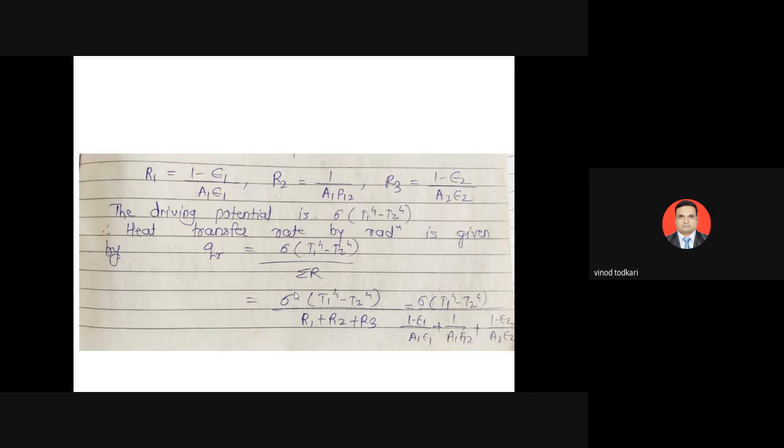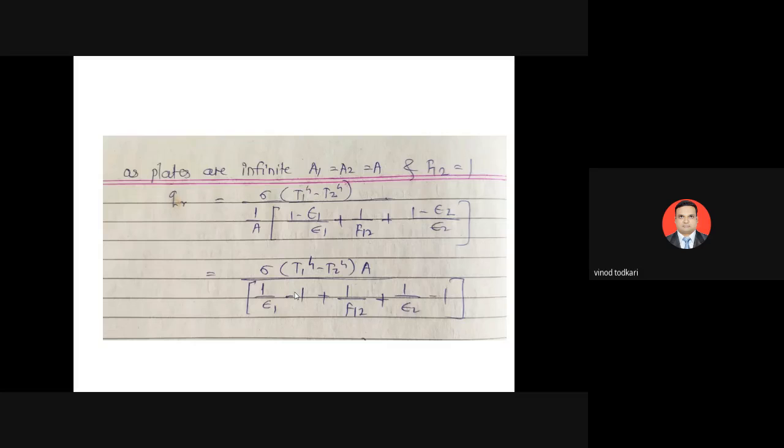Now, if you substitute this in this equation, you will get QR upon A is equal to sigma into bracket T1 raised to 4 minus T2 raised to 4 divided by, what will be there in the denominator? 1 upon epsilon 1 plus 1 upon epsilon 2 minus 1. So you will get this. Final step, QR upon A is equal to sigma into bracket T1 raised to 4 minus T2 raised to 4 divided by 1 upon epsilon 1 plus 1 upon epsilon 2 minus 1. Either you will have a numerical on this case, heat transfer between two infinite parallel plates where there is no shield, no plate is introduced between two plates. Tell me honestly, is it clear to you?